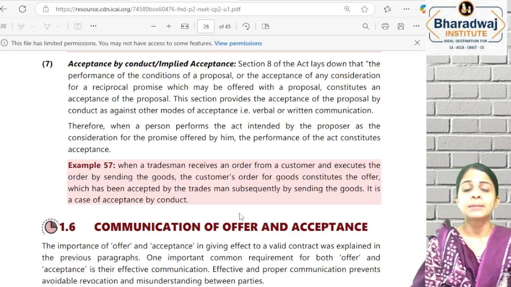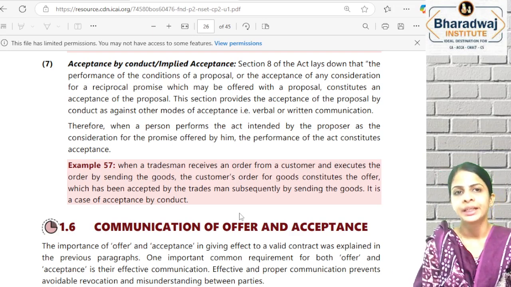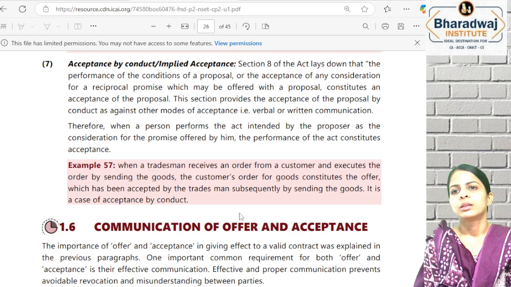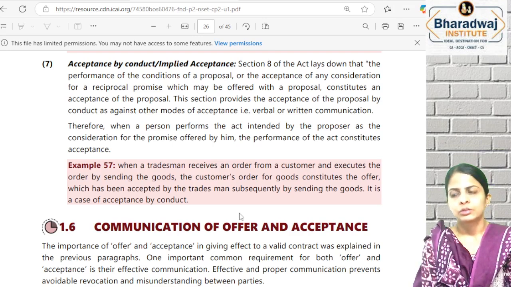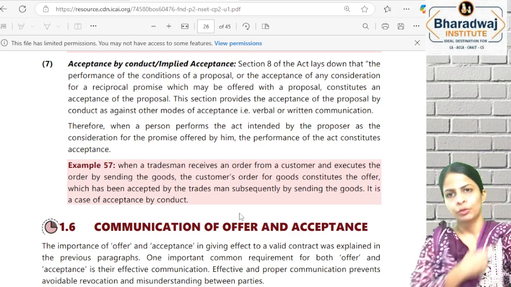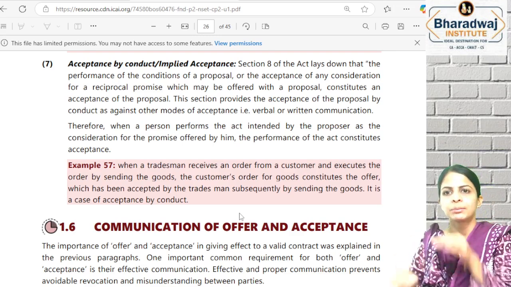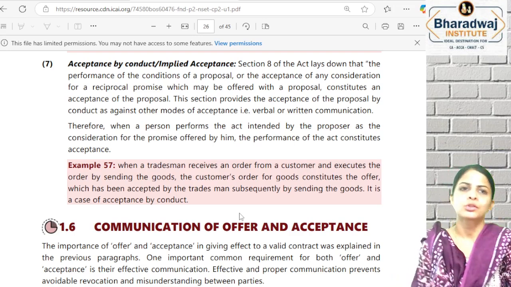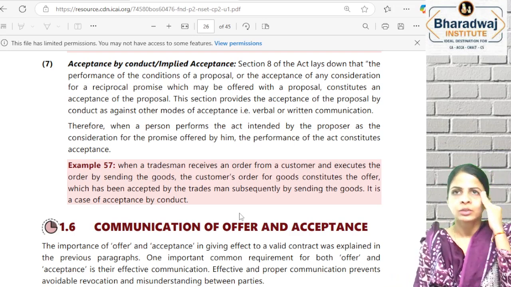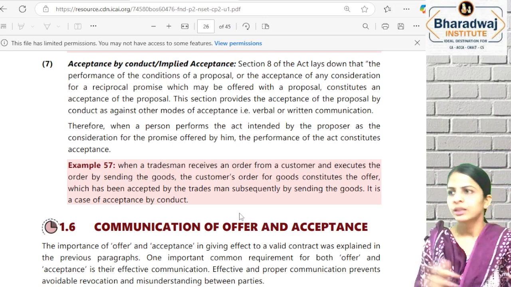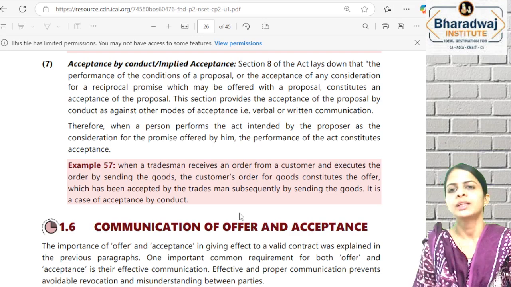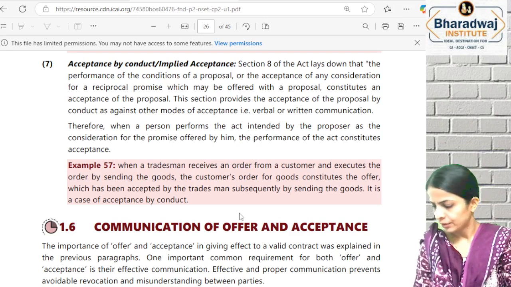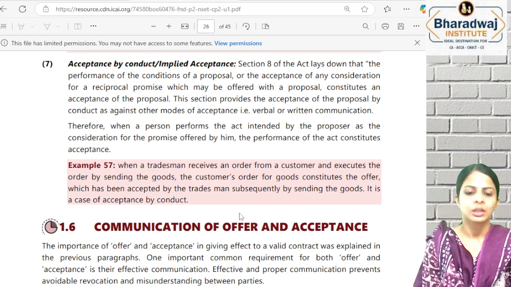Third one, acceptance must be communicated. So the person who wants to accept the offer cannot write a letter and keep it in his cupboard. He has to post it to the other person also. He cannot think in his mind that, okay, I'm ready to buy. He has to write an email also. Clear? Only then is acceptance valid. Next, mere silence is not acceptance.